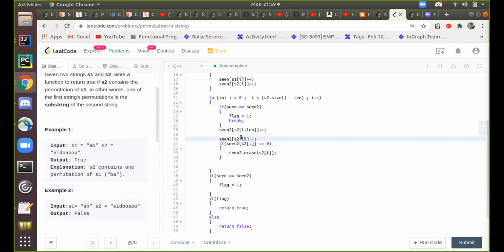Basically, I'm maintaining that much length in my hash map, the length of this S1. Makes sense. Yeah, so this is just another check. If this is 0, then I'm simply erasing it. I could have used a set or anything like that. No, set won't be possible. You will always have to use a map only in this case, right? Order will be lost otherwise.